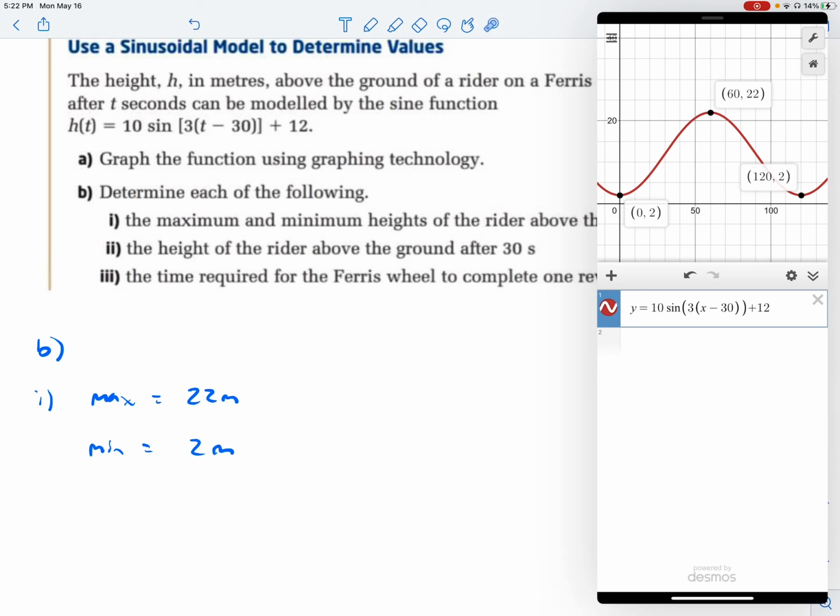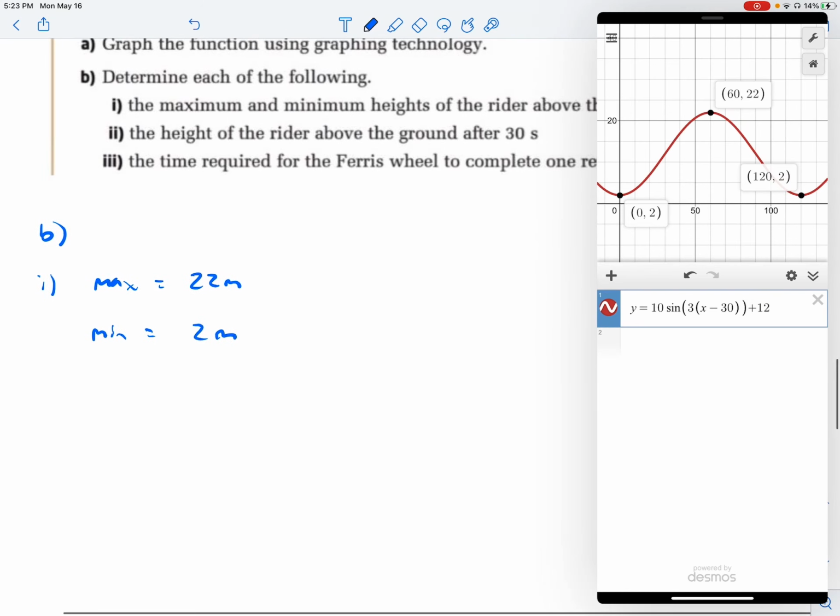That makes sense because from 2 to 22, that's a total distance of 20. Half of that is 10, so that's my amplitude. And the middle of these two values, if I add them up, I get 24 and divide by 2, I get the center line. So you can see there's an average here of 12. That's our center line in the equation.